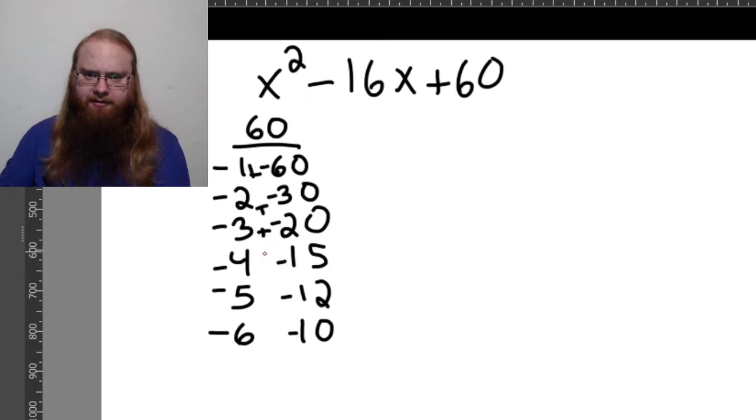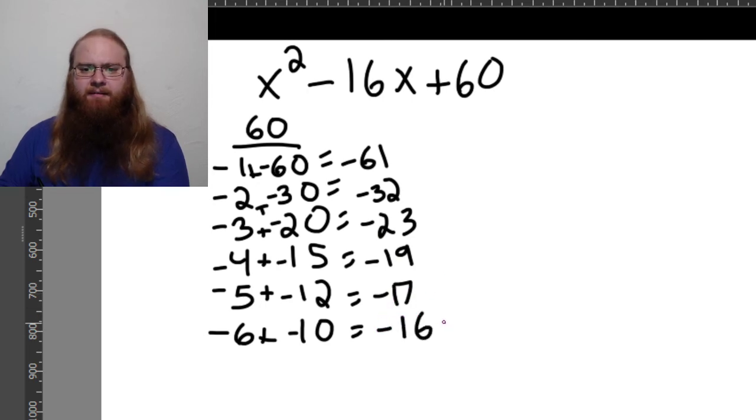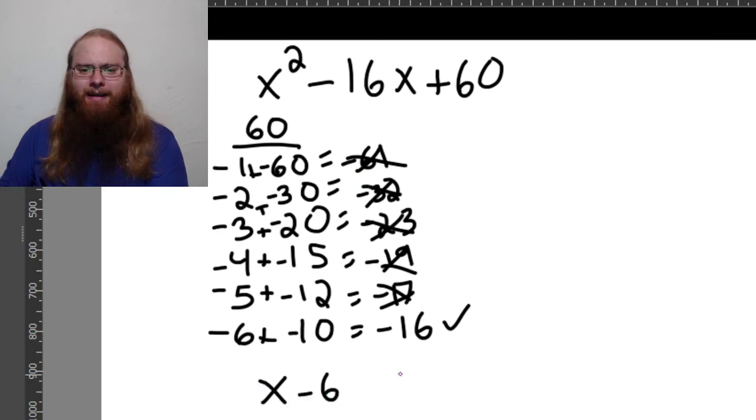Now we add them together to try to get the middle number. Hopefully one of these will work. We get negative 61, negative 32, negative 23, negative 19, negative 17, and negative 16. Negative 16 being the one we are looking for. That means our answer is going to be x minus 6 and x minus 10.